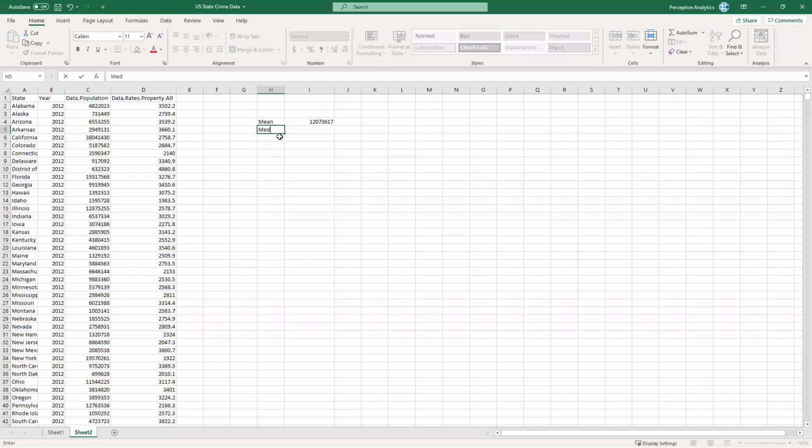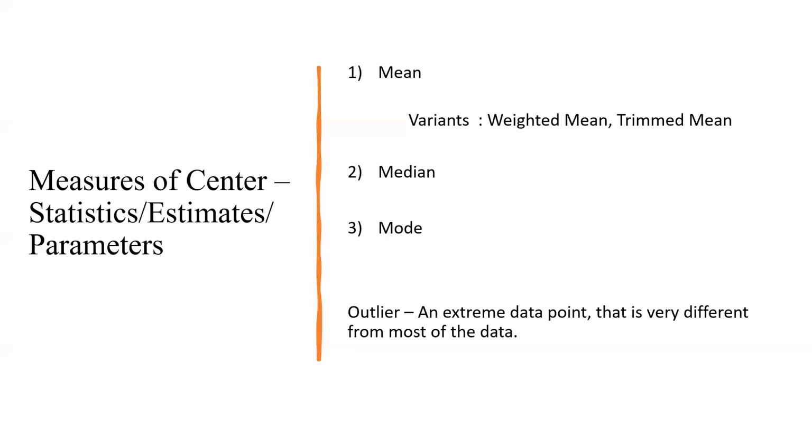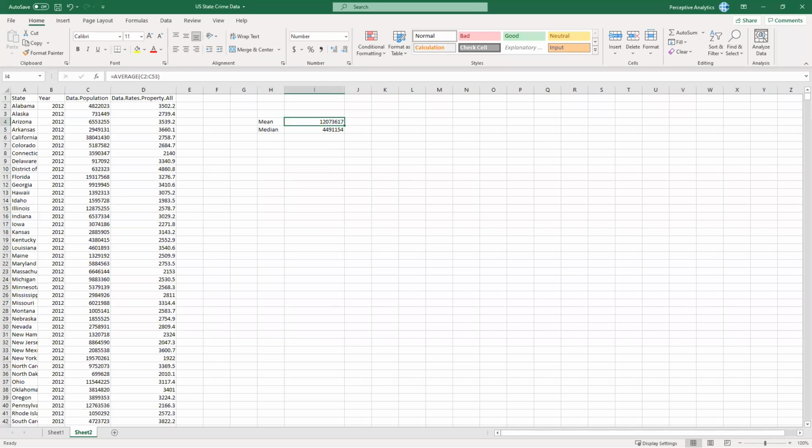And let me try and get the median as well before I explain the differences between them. Let's take the population. Okay, and median is coming about 4.4 million, 4.5 million or something like that. So that's well and good.